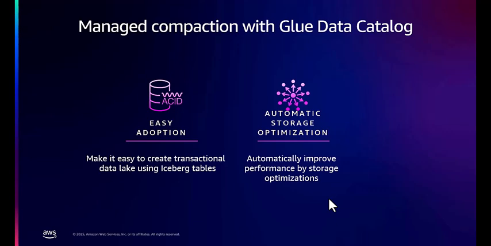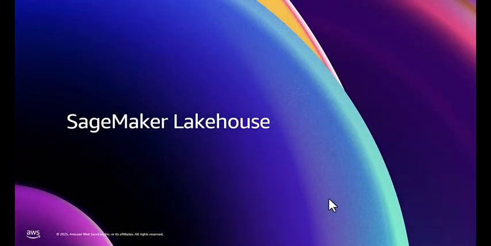So again, there are multiple ways to do it, and on AWS, if you're using Glue Data Catalog, then it makes it easy to create a transactional data lake using Iceberg tables, and a lot of the table maintenance is handled by AWS, right? So it automatically improves performance through storage optimization. With that, let's talk a little bit about SageMaker Lakehouse and how Iceberg gets integrated into SageMaker Lakehouse. You get a lot of features that you would otherwise have to do manually, which AWS manages in this case.